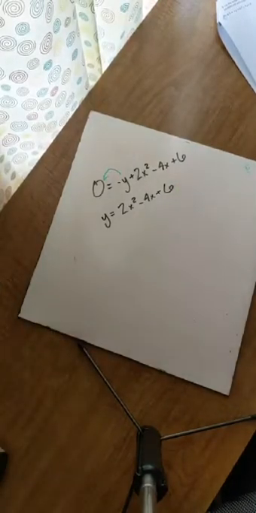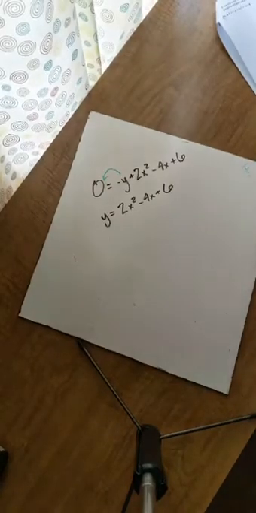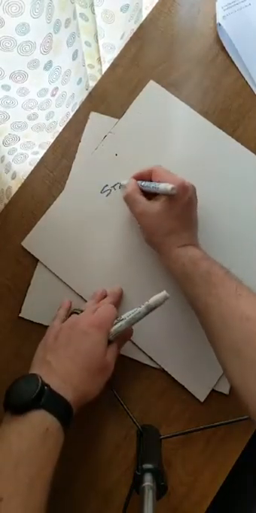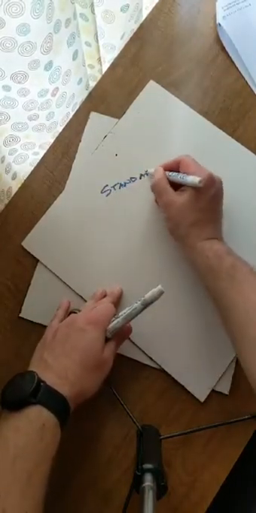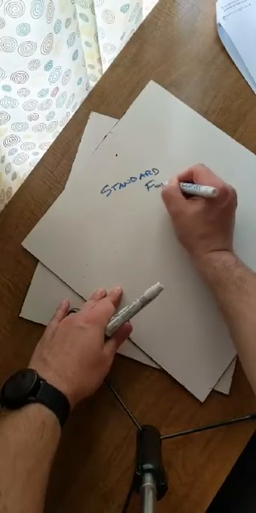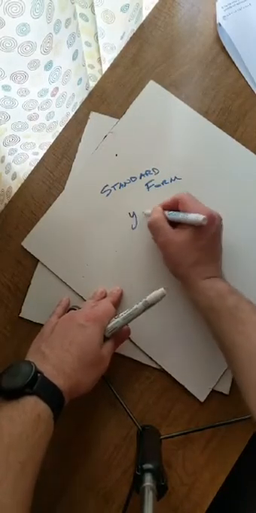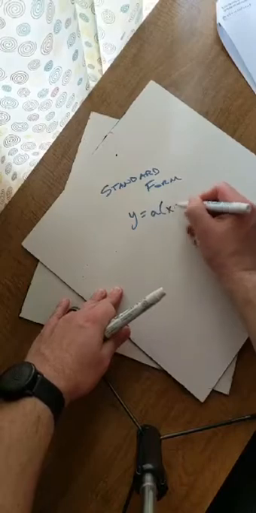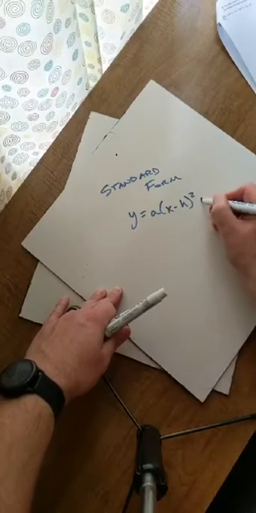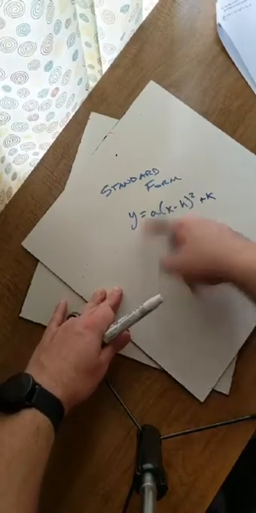Now keep in mind, our whole goal, our final answer, is always to get the standard form equation. I'm just going to write it here: standard form. This is in our notes. Standard form is y equals a times x minus h squared plus k, and that's if we have y by itself. There's a slightly different formula if we have x by itself, but this is the problem we're looking at.